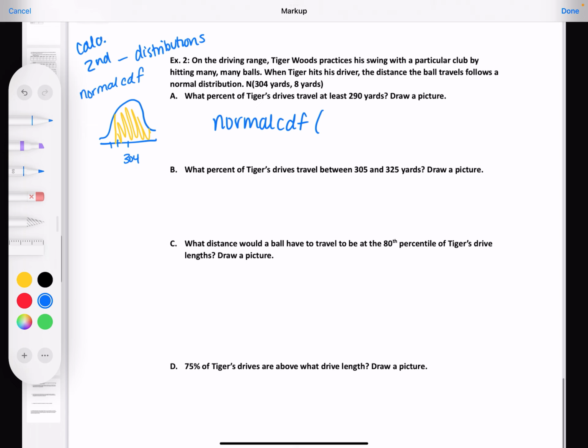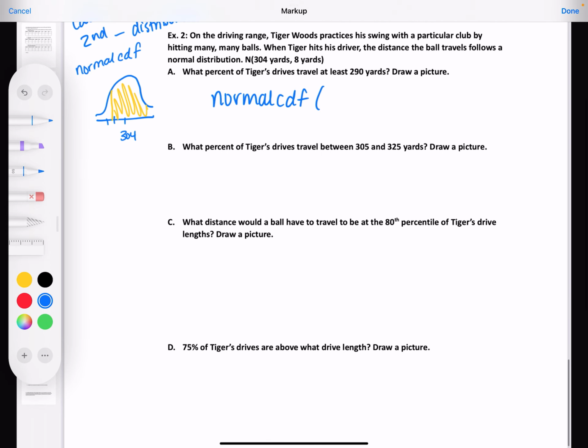So then it should bring up a thing. It should say something like lower, upper, mu, and sigma. So your lower value is going to be, it's at least 290, so 290. You can put any really large number you want, okay? I would go probably like 400 because if there's a standard deviation of 8, there's no way that he's ever going to get to 400. That's just, if it happened, kind of insane. So I would just say something like 400.